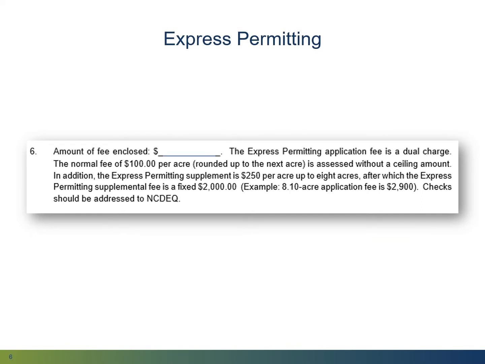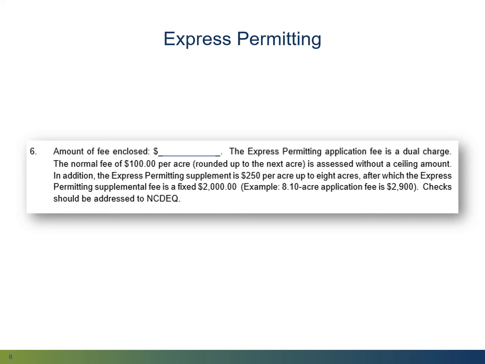For projects requesting to be included under the Express Review Program, the application fee is a dual charge. In addition to the normal $100 per acre fee, an Express Review of your plan calls for a $250 per acre fee. The latter fee is capped at 8 acres, after which the supplemental express fee is a fixed $2,000. The normal fee has no ceiling amount.